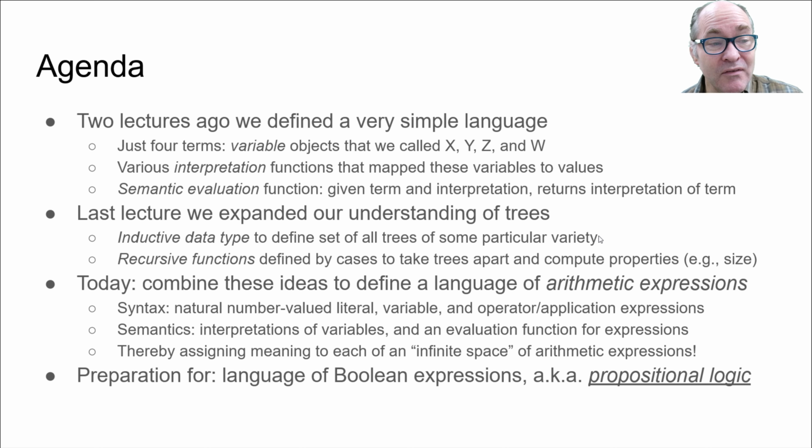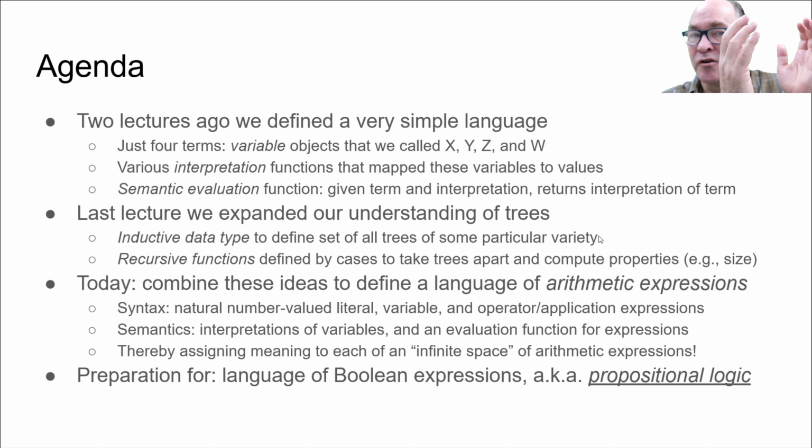So today we're going to combine these ideas to make a great leap into the future of the class. We're going to combine these ideas to define a language of arithmetic expressions. Now, some number of lectures ago, we talked about how languages like various logics generally have three kinds of expressions. They have literal expressions that literally represent certain values. They have variable expressions that, as long as you have an interpretation that associates variables with meanings, have a meaning. And then you have application expressions where some kind of operator or function is applied to one or more smaller expressions in order to combine them into a bigger expression.